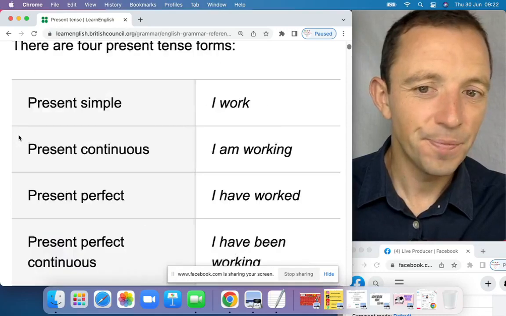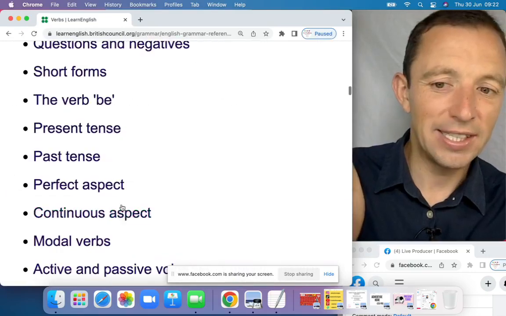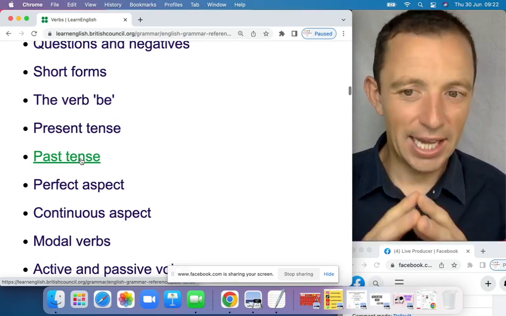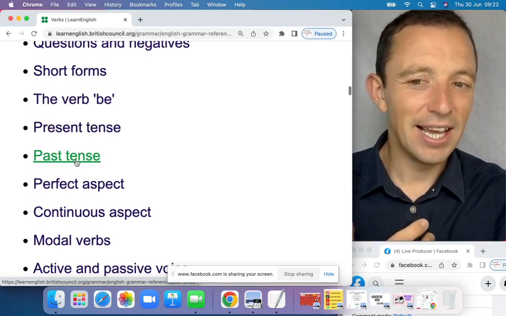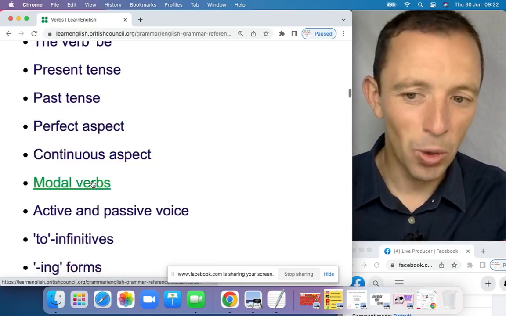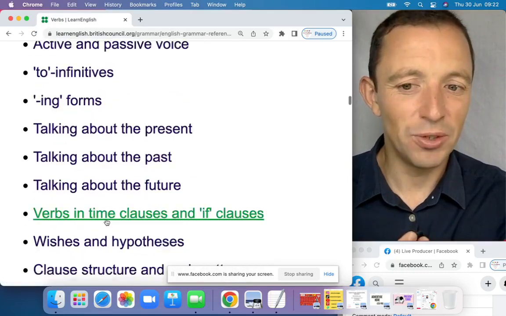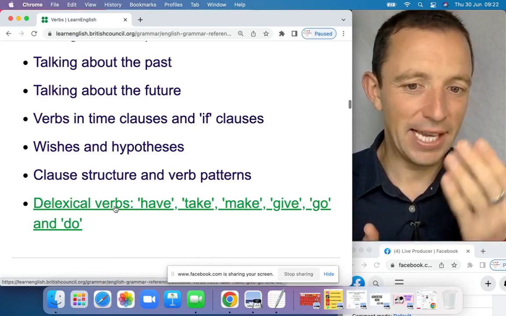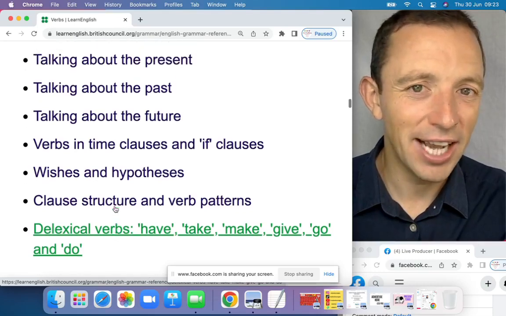Next, tomorrow, we move to, I think, the future tense. So today was the present tense, and tomorrow we move to the past tense. And every day we'll do a different topic. So today is the present tense, tomorrow is the past tense, and the next day is the perfect tense aspect, continuous, modal, active and passive, infinitives, ing, the present, the past, the future, and conditionals as well. And finally, the lexical verbs like have, make, take, give, go, and do. So they are the plans for the next week.